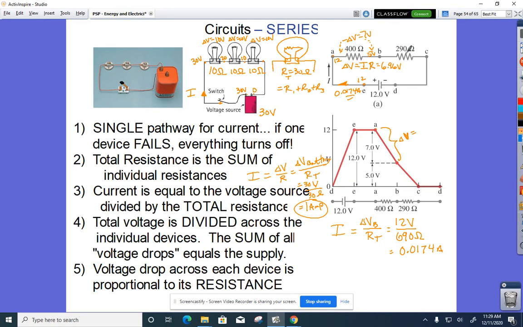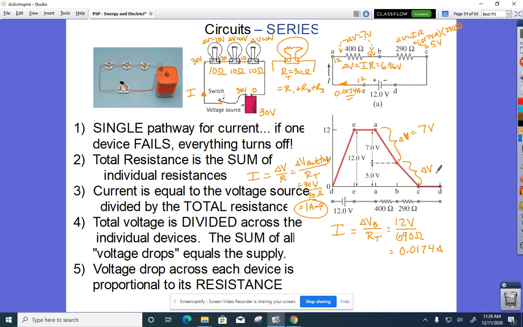Now, how do I get that delta V there? I could do the exact same thing. I could look at delta V here is also equal to I times R. Notice it's got the exact same current, 0.0174 amps, but the resistance that current is flowing through is 290 ohms. And so when I multiply those together, I get about 5 volts. Okay? And so that's showing us how we would get the various voltage drops across those devices.